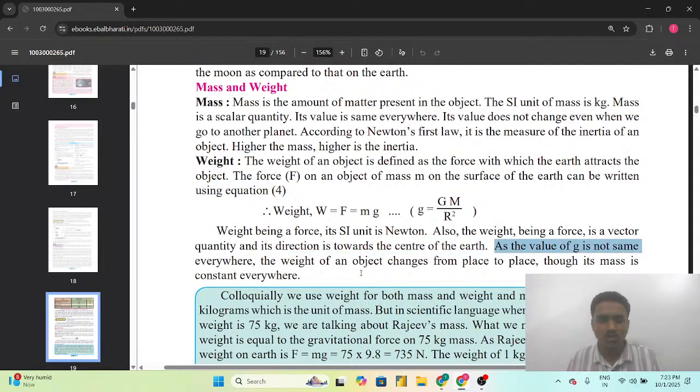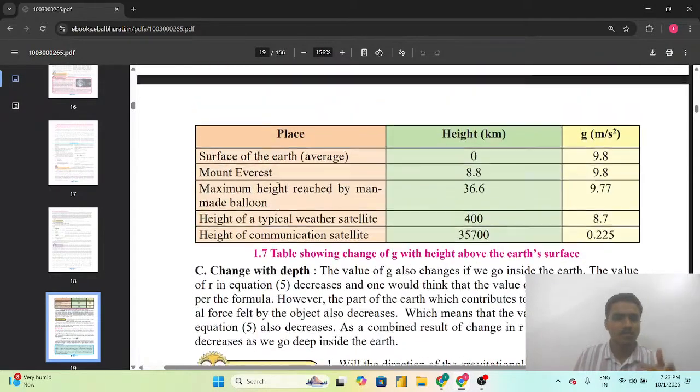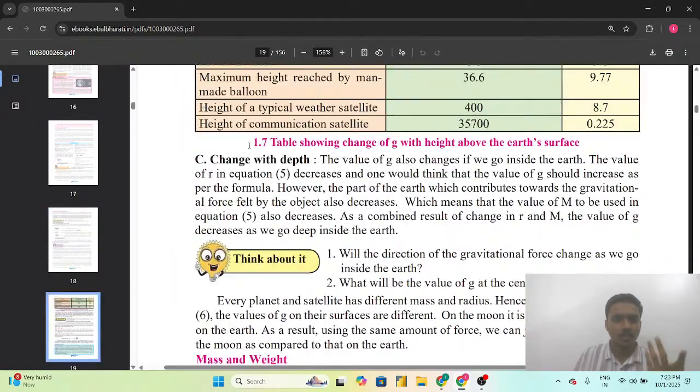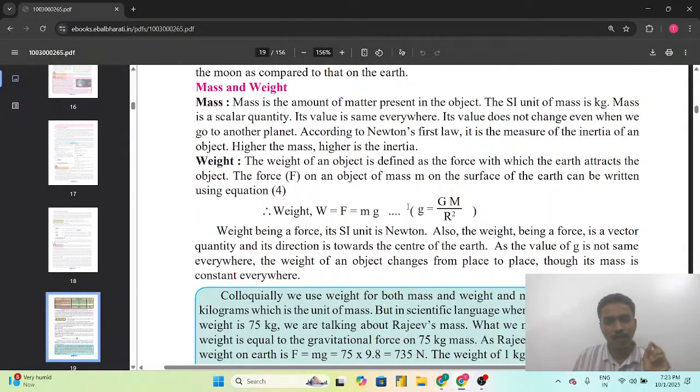As the value of g is not the same everywhere, weight of the object also changes from place to place, though its mass is constant everywhere. यानी मास ऑब्जेक्ट का चेंज होगा ही नहीं. मास हम दुनिया के किसी भी पूरे सोलर सिस्टम में कहीं भी चले जाएं, mass will remain constant everywhere, but the weight changes, as weight is equal to mg. That value will change as g value is changing along the surface of the earth, along with the height, and along with the depth. So the value of the weight is also changed according to the surface.